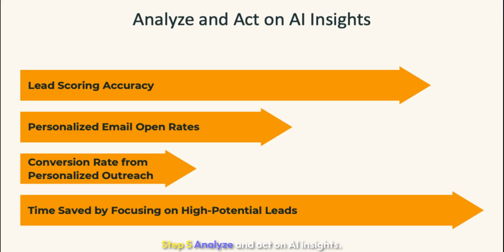Step 5, analyze and act on AI insights. Here's where the magic really happens. AI scores your leads based on their likelihood to convert. For example, a lead repeatedly visiting your pricing page might score 80 out of 100, making them a high priority prospect. You can even craft personalized messages based on these insights, increasing engagement and boosting conversion.